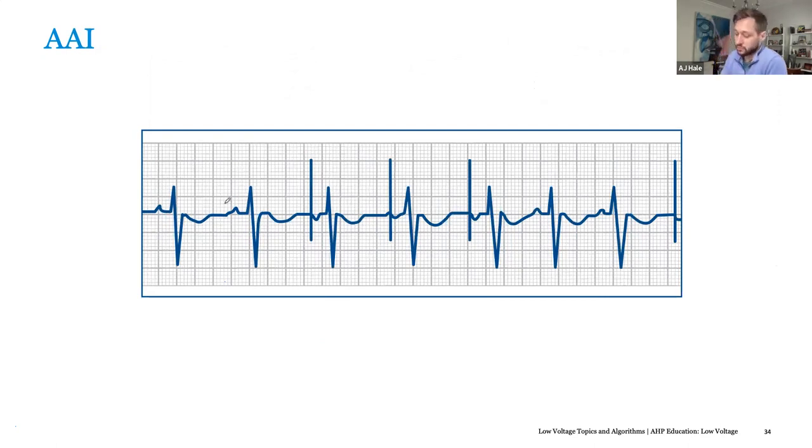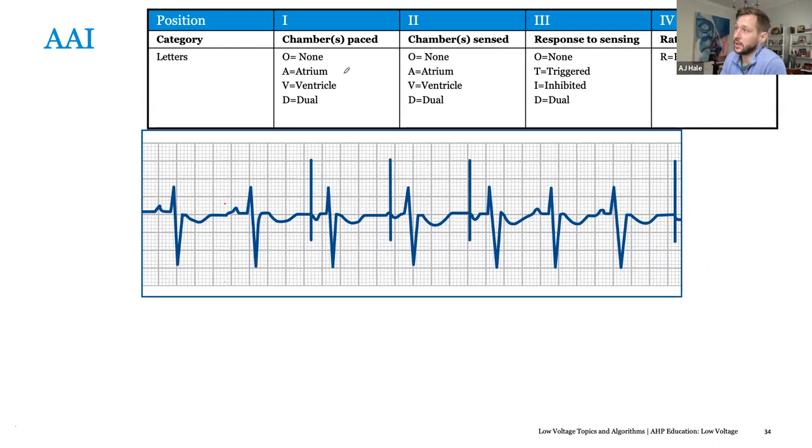AAI here is going to be pacing the atrium only, sensing in the atrium, and inhibiting only. You could technically have AAT. I assume, Elvis, I've never seen one, but it's technically doable. In this case, the device senses an event in the atrium. It resets a timer, 1,000 milliseconds. An atrial event occurs, so it resets the timer and waits 1,000 milliseconds. No atrial event occurs, so it paces. You see depolarization here, and you can tell that we probably captured the atrium because you have this negative deflection on your P wave. It waits 1,000 milliseconds, paces again.